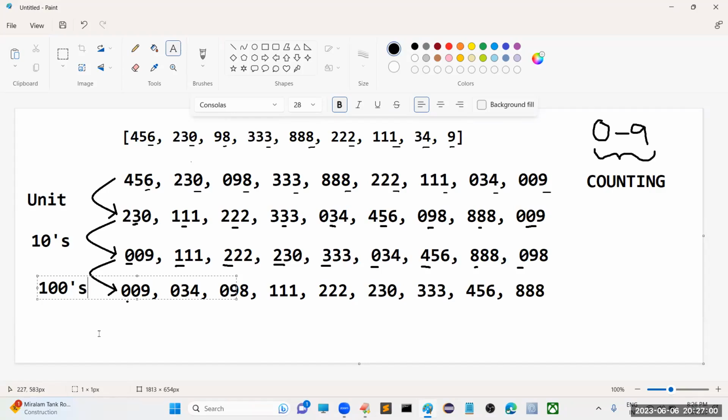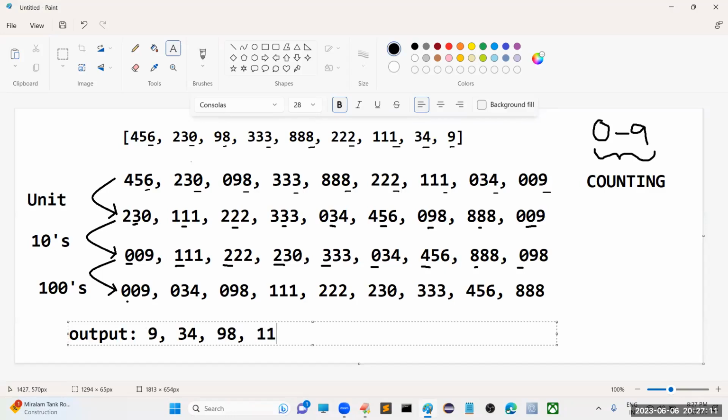We sorted based on the hundreds position. The final output we are going to get, after removing the extra zeros, is 9, 34, 98, triple 1, triple 2, then 230, then triple 3, then 456, and then triple 8. Just for our convenience, we have added 0. In the program, we won't do that. If you have a number called 9, what is the units position digit? 9. What is the tens position digit? We don't have any tens position digit, so it will return 0. Just for our understanding, we have implemented it this way.